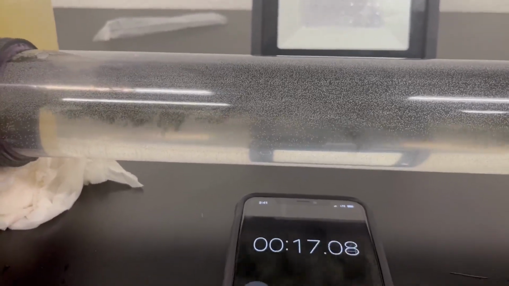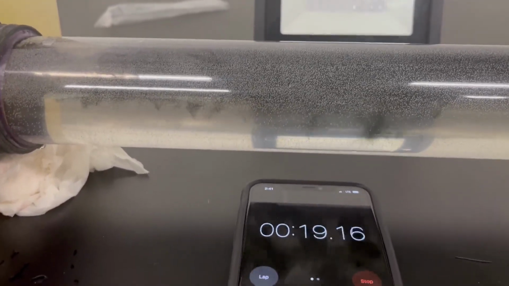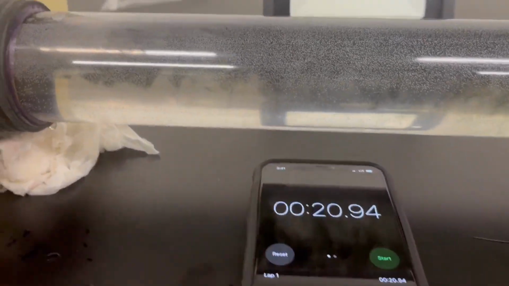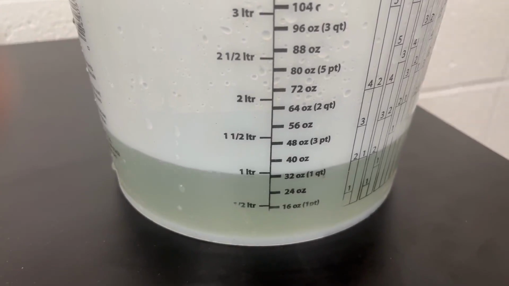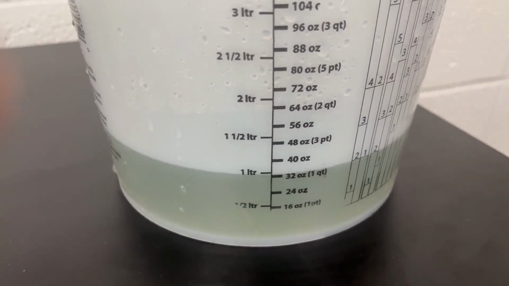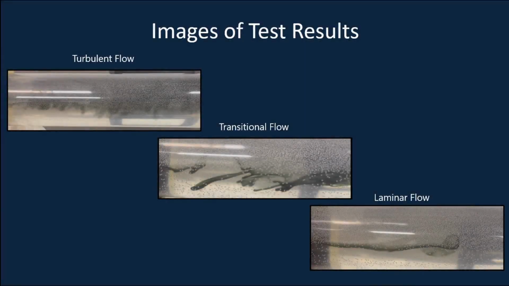We continue this for a set amount of time, and after I stop the timer, we also close the valve, and then we measured the amount of flow that came through the pipe over the course of the experiment. This process was repeated a total of 5 separate times, twice for turbulent flow, once for transitional flow, and then twice for laminar flow. Here you can see a couple images from the results.